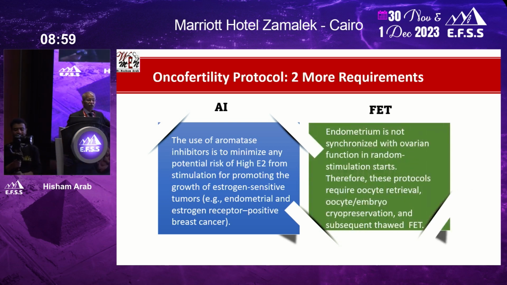The other thing to keep in mind is that, because we have random start ovulation stimulation here, usually we don't have a synchronous development of the endometrium at the same time. And that's not good for implantation. So what we do is freeze all the embryos, and then we start a new cycle for a thawed frozen embryo transfer.